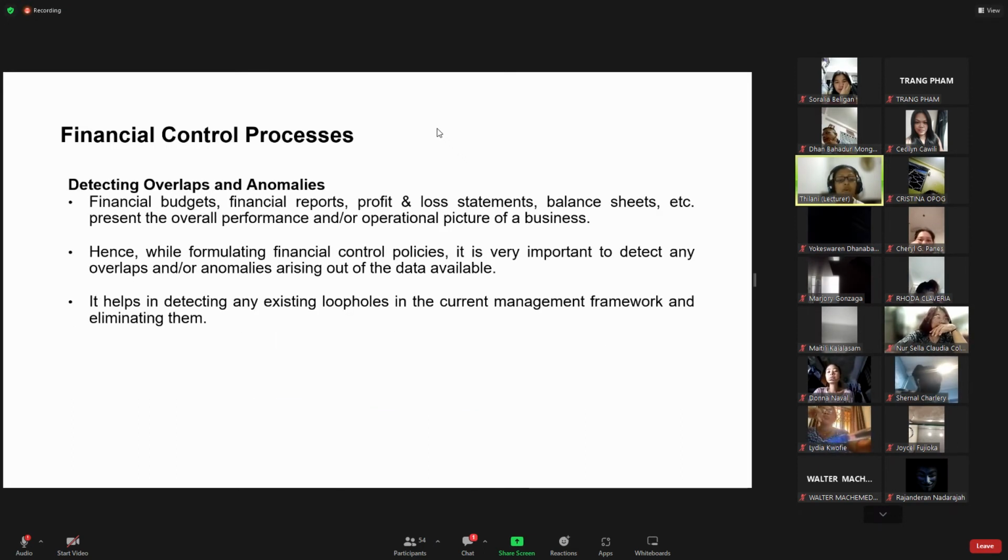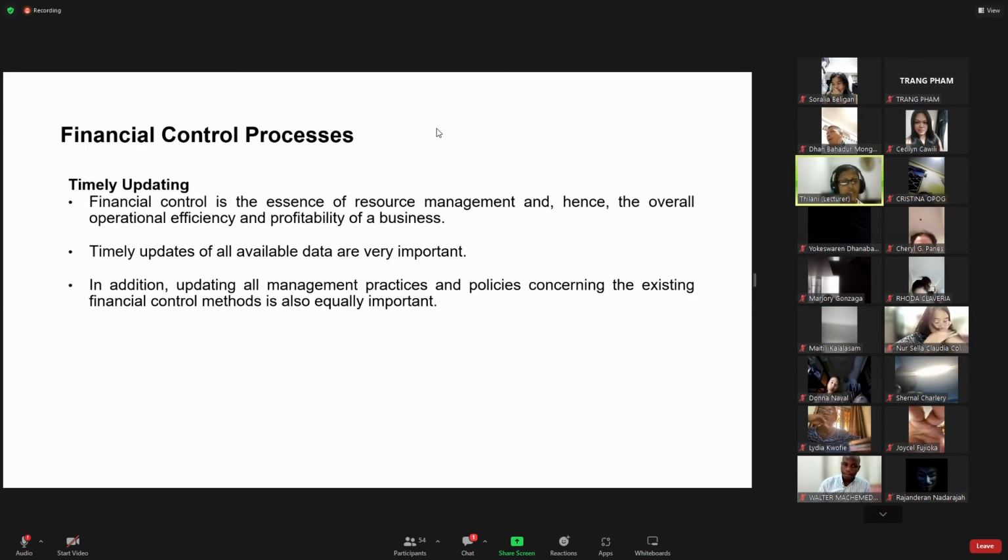Then you have to also identify any overlaps, any anomalies, right? So it will present the performance or operational picture of the business, important to detect any overlaps or any anomalies arising from the data available. So you can identify if there are any issues, existing loopholes in the management framework, and then you can fix those problems by detecting these overlaps and issues.